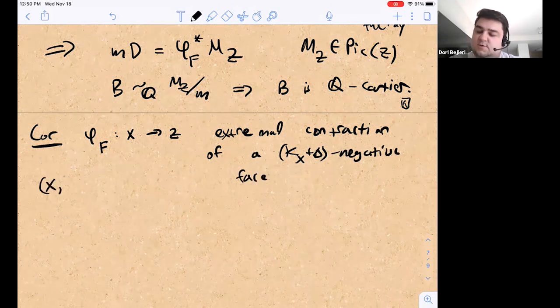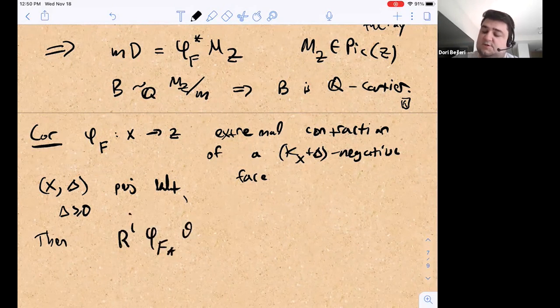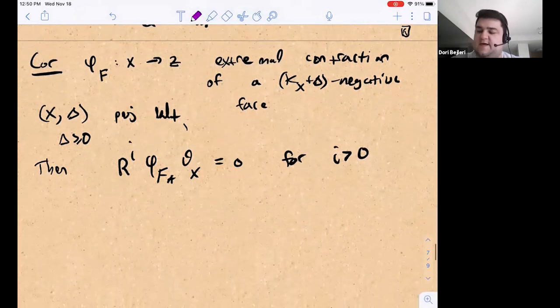And suppose (X, Delta) is projective KLT, Delta is effective, so all the assumptions we needed for the cone theorem. Then we have the following vanishing. The higher cohomologies of the structure sheaf are 0. We also know that the pushforward of the structure sheaf is just the structure sheaf.